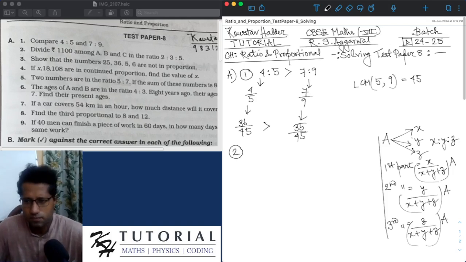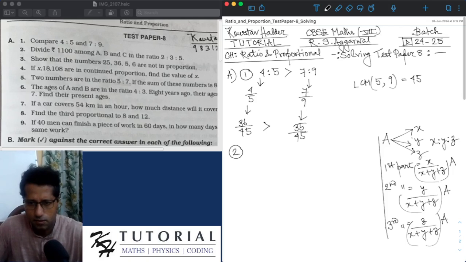So this was just a theoretical concept, the formula that we will use for solving this problem. So if you relate the concept that I discussed on the right hand side, over here we have to divide rupees 1100, and sorry, not A, we cannot say A because the three parts given are A, B, C.